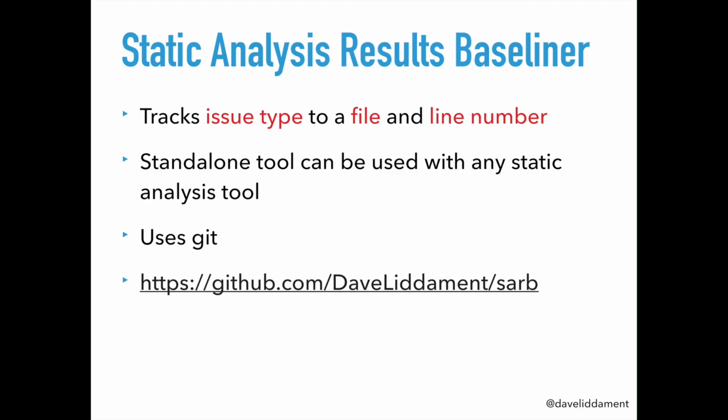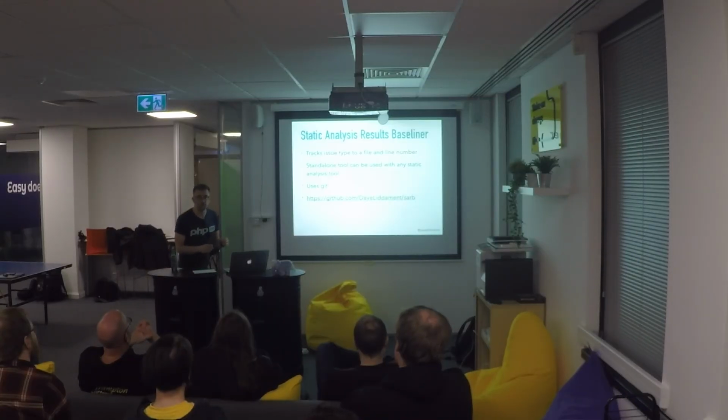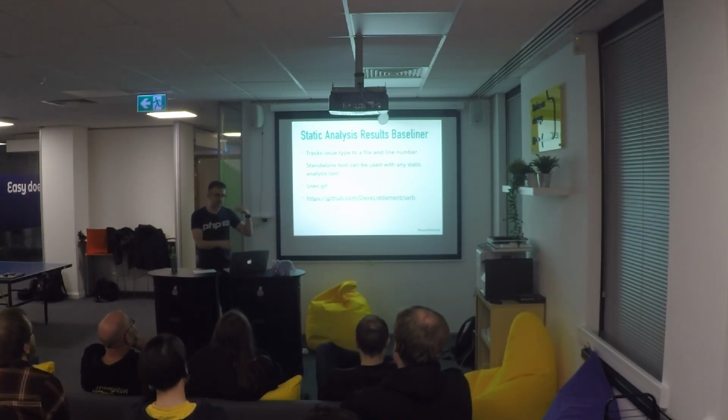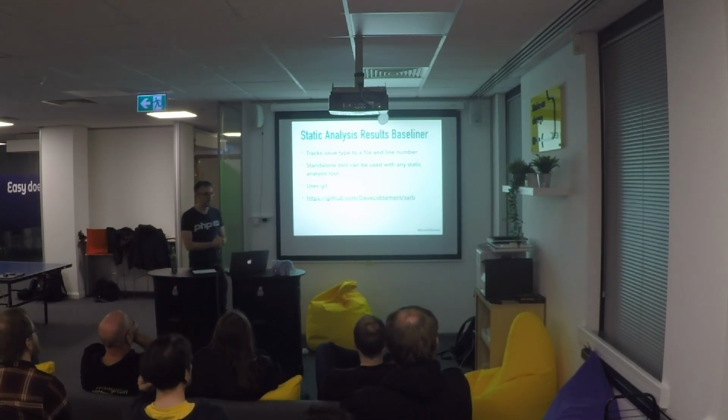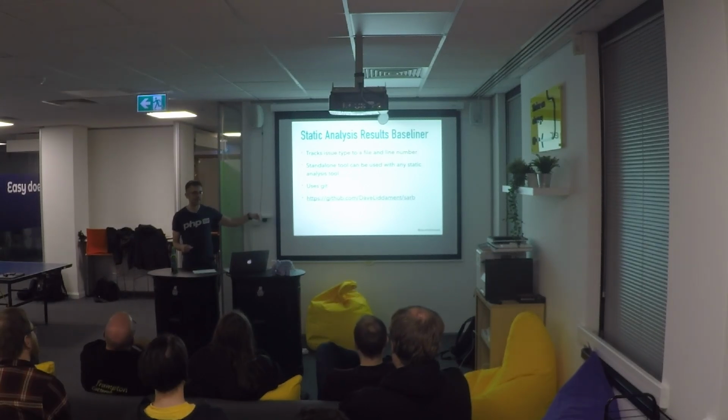But in the middle of 2018, I started working on a tool called Static Analysis Results Baseliner, or SARB. And I'd never seen this much simpler way of doing it, so I came up with something that was a bit more complicated. But I'll show it anyway, because it has different pros and cons compared to the simple way. So the way that SARM and PHPStan do things, they look at issues per file. What SARB does is it tracks issue types per file and line number. So we say we have this issue on line 10 of whatever the file is.